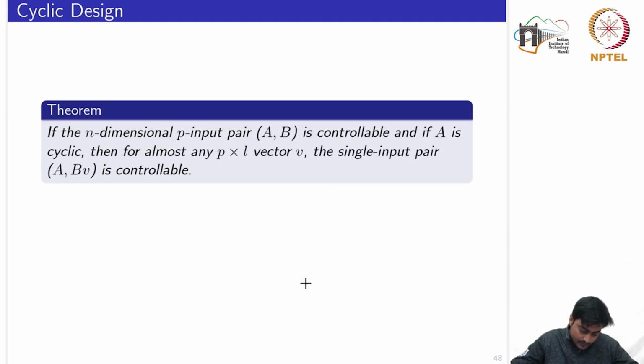So this is one of the important results which we will use to design the gain matrix K. If the n-dimensional, p-input pair A, B is controllable, and if A is cyclic, then for almost any p cross 1 vector v, the single input pair A, Bv is controllable. This single input pair is possible if we have this p cross 1 vector.